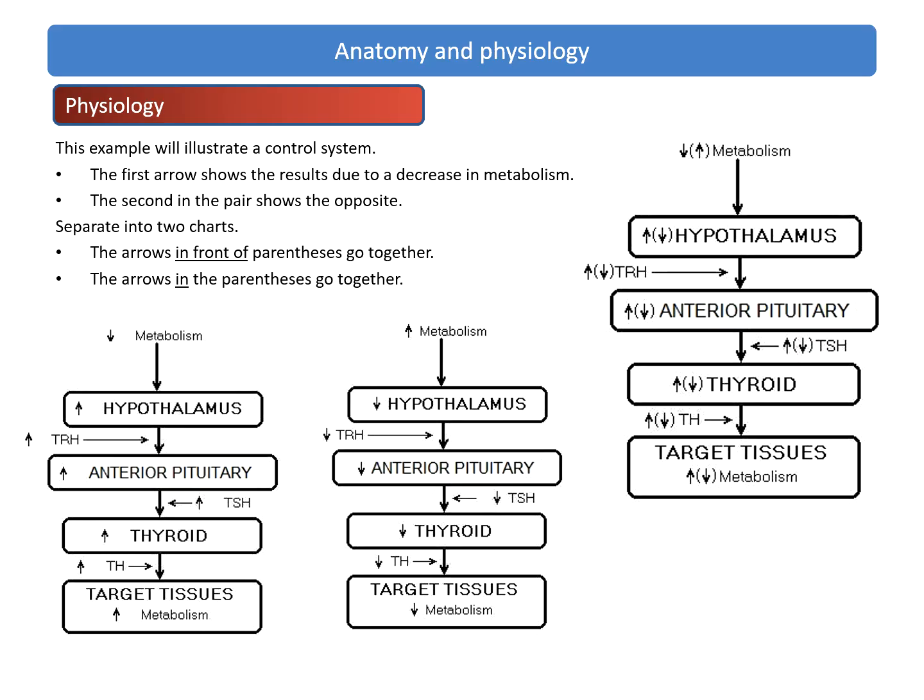On the other hand, the opposite condition, that's the one shown in parentheses, an increase in metabolism would lead to a decrease in hypothalamic activity, a decrease in TRH secretion, and so forth. So if we look at the combined charts, the arrows in front of the parentheses correspond to one another, and the arrows within the parentheses correspond to one another.